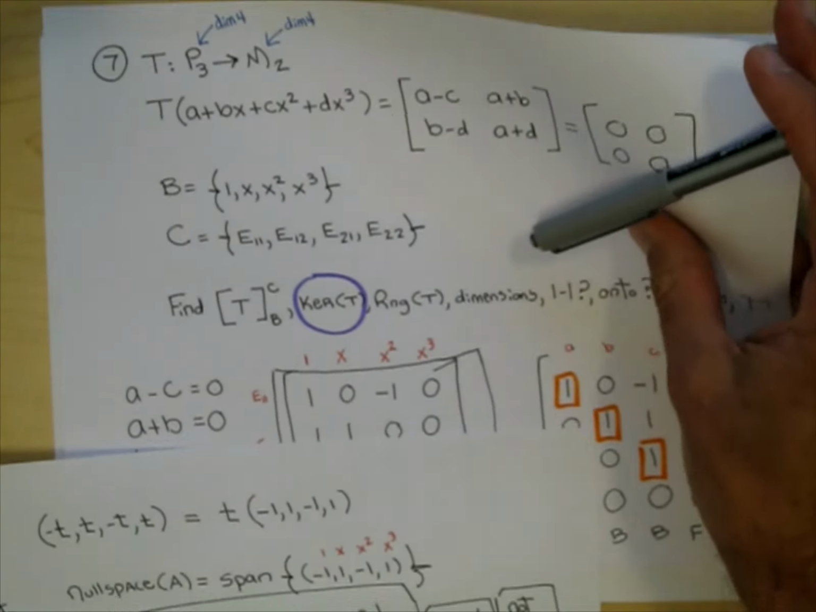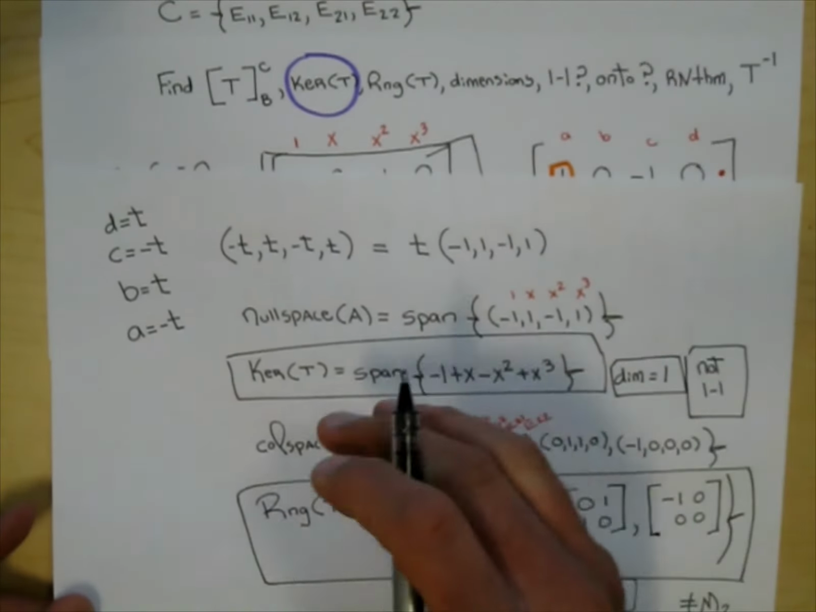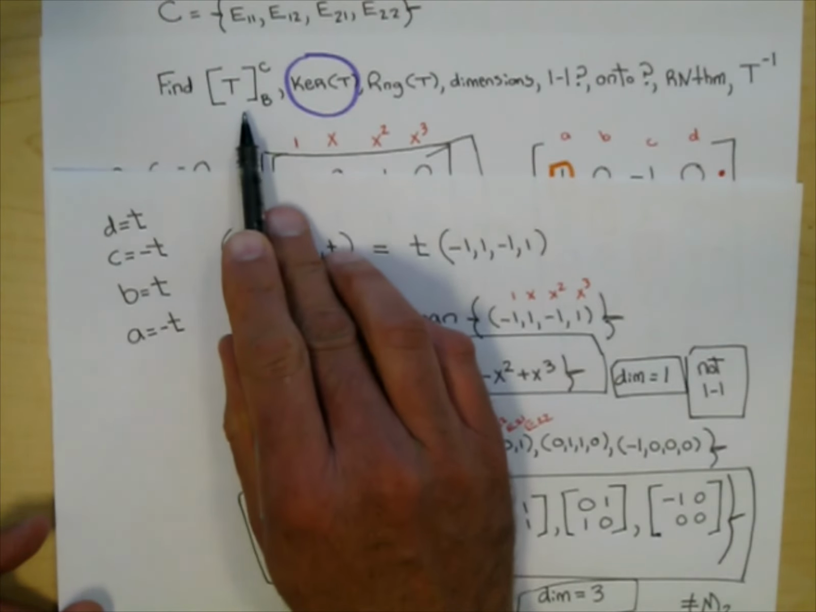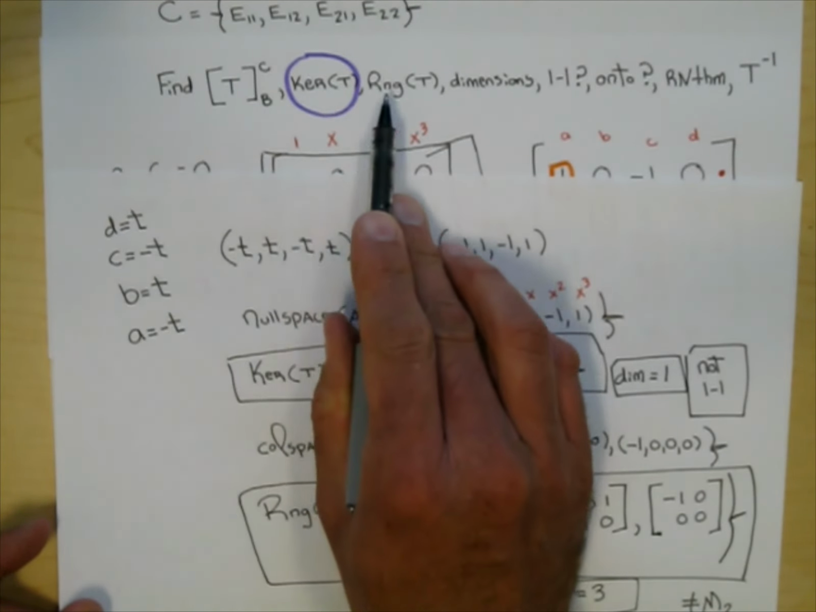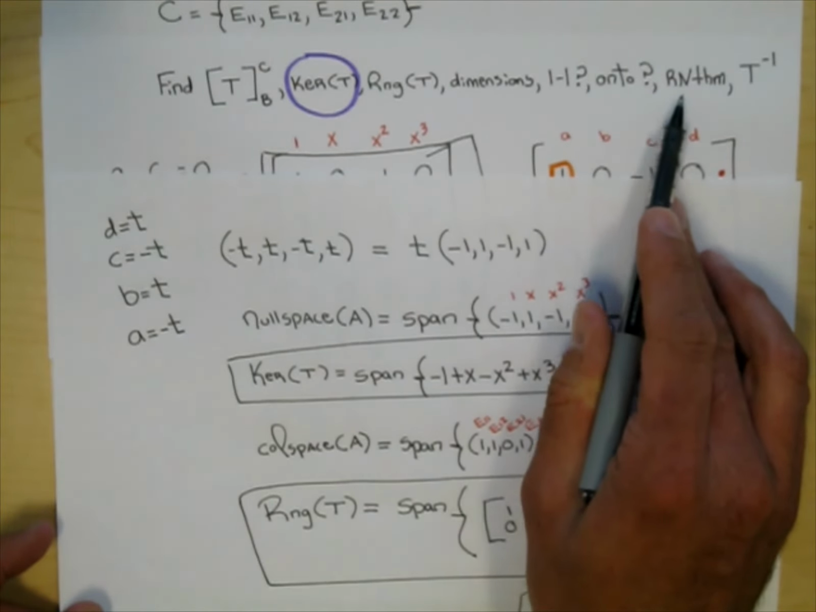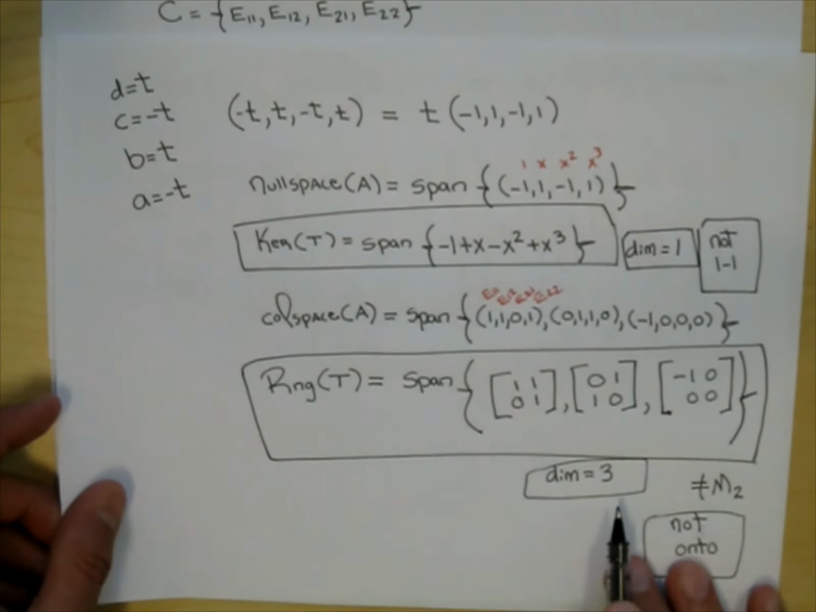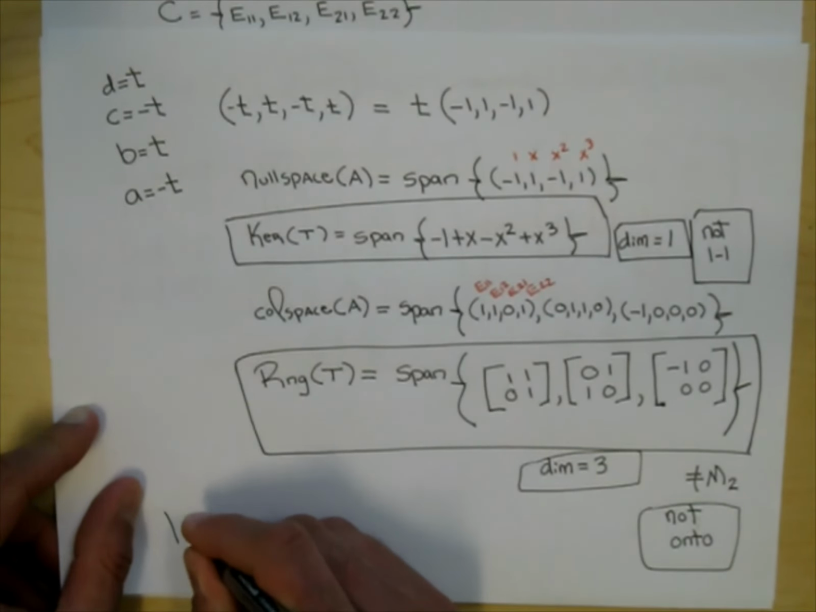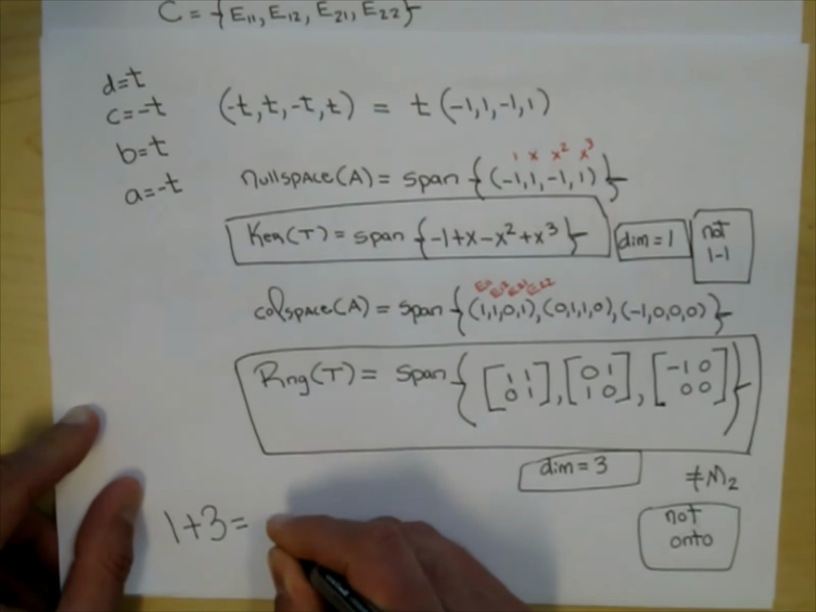Okay, so let's see if we answered all the questions. Did we find our matrix of T relative to the ordered bases B and C? Yes, we did. Did we find the kernel and the range? Yeah. And their dimensions? Yeah. The rank-nullity theorem, the general rank-nullity theorem, let's just do that really quickly. 1 plus 3 equals 4.